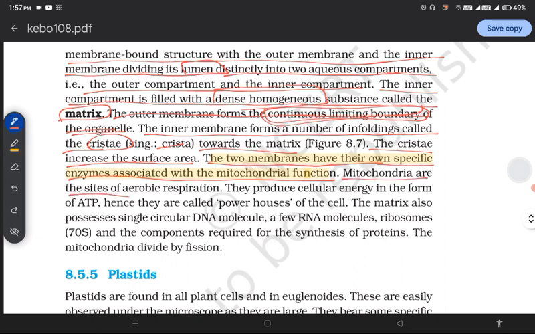Mitochondria are the site of aerobic respiration. क्या होता है site of aerobic respiration? They produce cellular energy in the form of ATP. Mitochondria produce cellular energy in the form of ATP. Hence they are called the powerhouse of the cell.